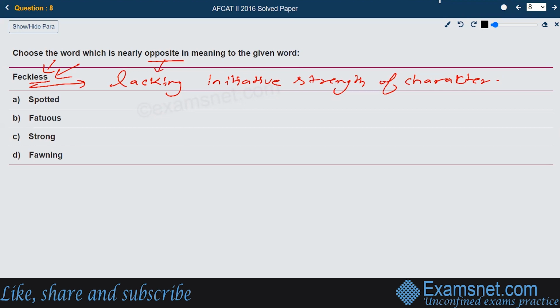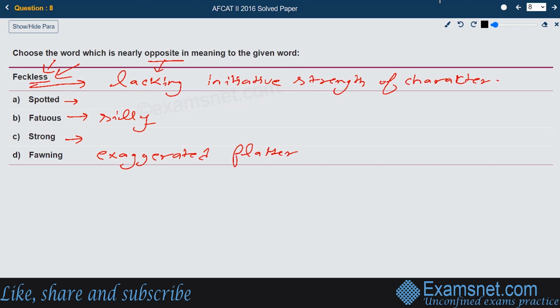The options are spotted, which means something that has a spotted print. Then, if you see the options, there is reckless given, there is feckless given. Facetious means silly. The word facetious means somebody is silly. Strong is given, and the word fawning. The word fawning means exaggerated flattering. If you flatter someone, if you praise someone unnecessarily, exaggeratedly, excessively, that is what fawning means.